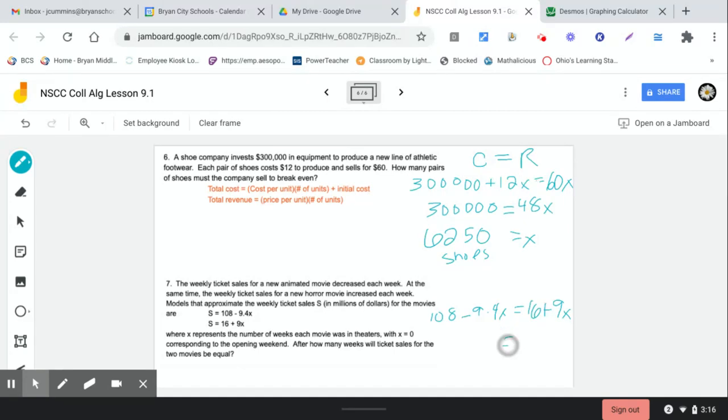I'm going to add 9.4x to both sides. And I'm going to subtract 16 from both sides. Let's see, it's 92, I believe. And then divide, and X turns out to be 5 weeks.